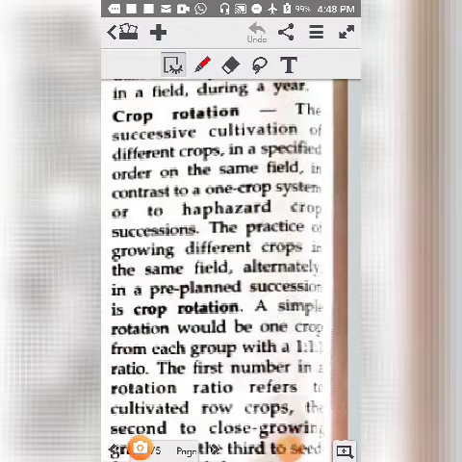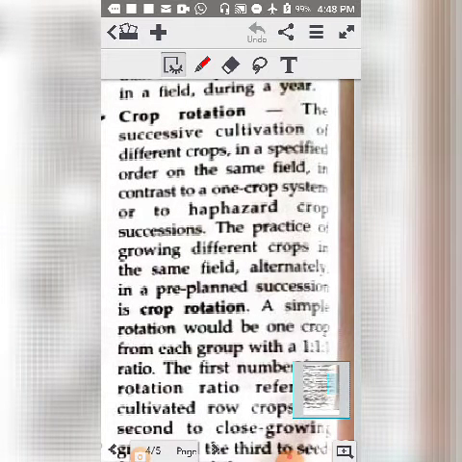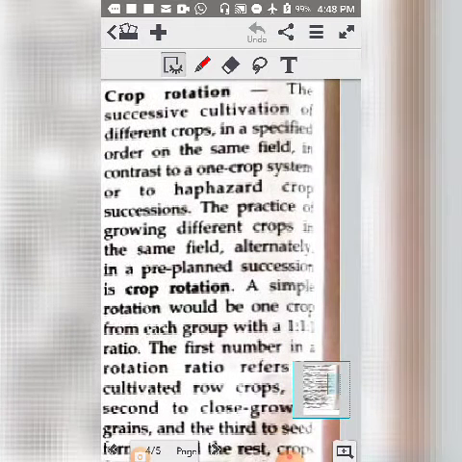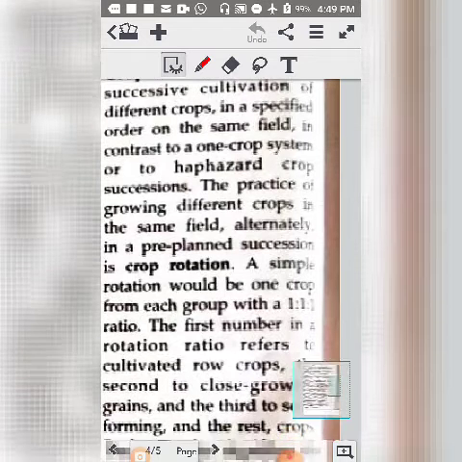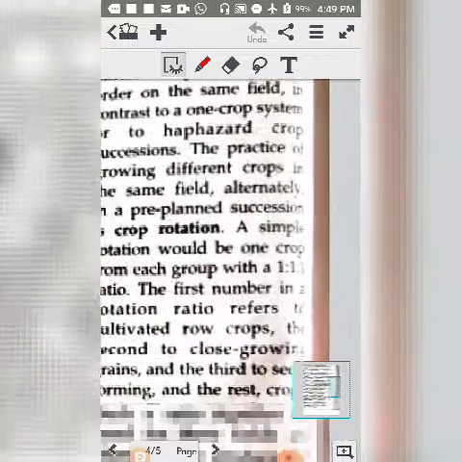The cultivation of different crops in a specific order on the same field, in contrast to one crop, is called crop rotation, where you rotate the crop. You don't grow the same crop throughout the year. In one season you grow one crop. It is the practice of growing different crops in the same field alternately.